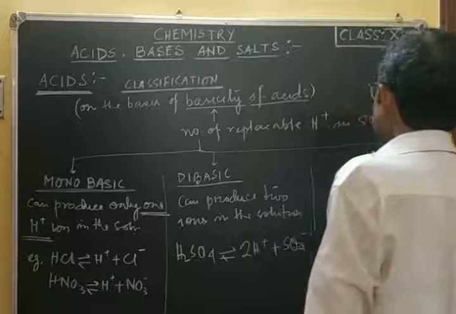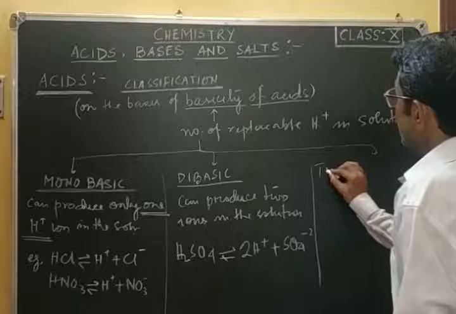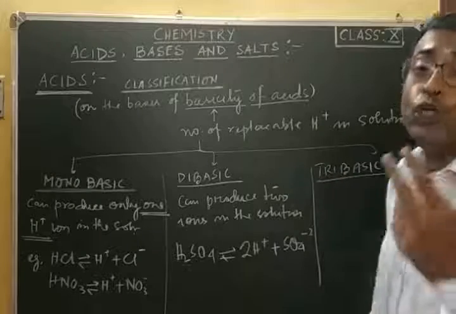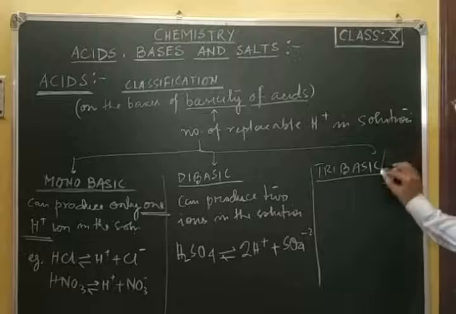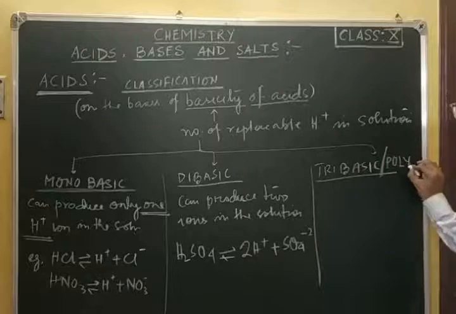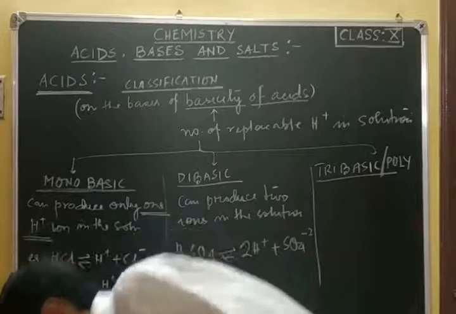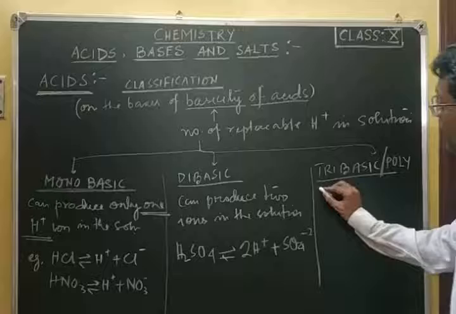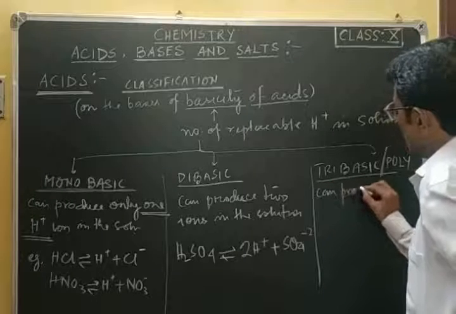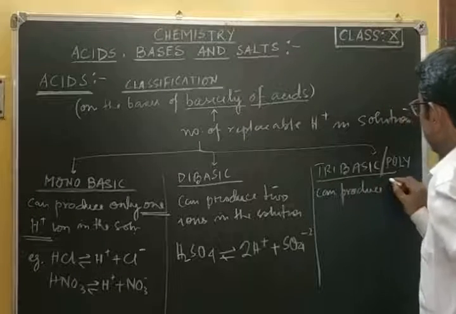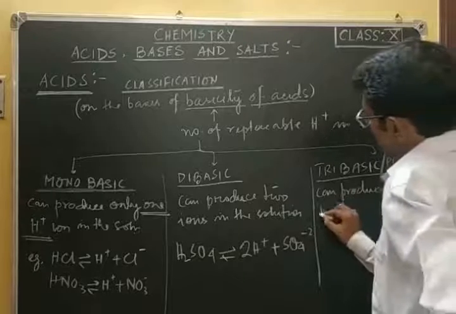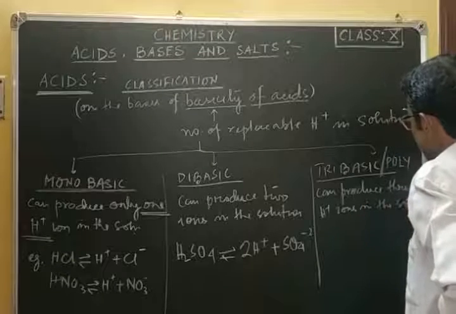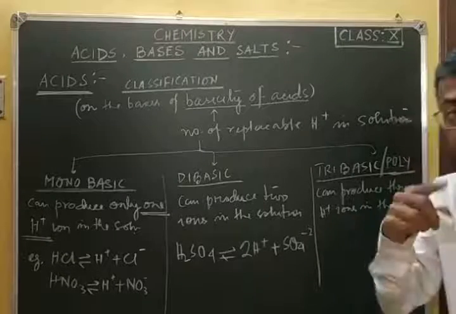Now I can write tribasic acid. Tribasic acid means it can produce three or more, so we can write it as polybasic also. In some books they have given polybasic acid, but remember, this is tribasic acid. It can produce three hydrogen ions in the solution. And when they tell you polybasic, it means three or more.